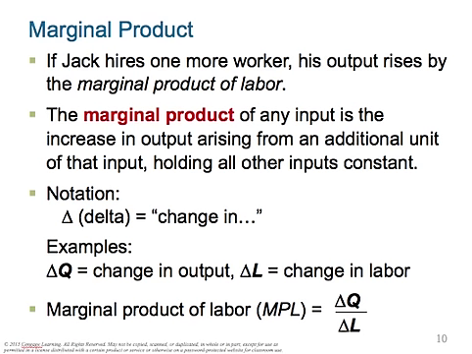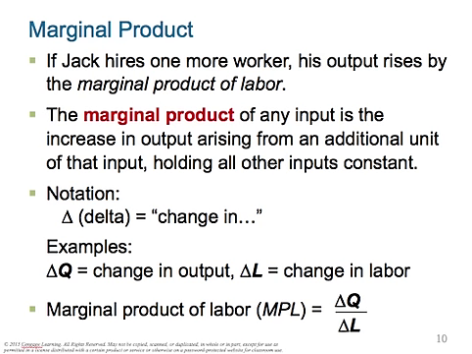Now, let's take a look at marginal product. Again, in economics, you need to think marginal means one more. What's the product I get from hiring one more worker? If Jack hires one more worker, his output rises by the marginal product of labor. So the marginal product of any input, in this case labor, is the increase in output arising from an additional unit of that input. So if Jack hires one more worker, how does his output rise?